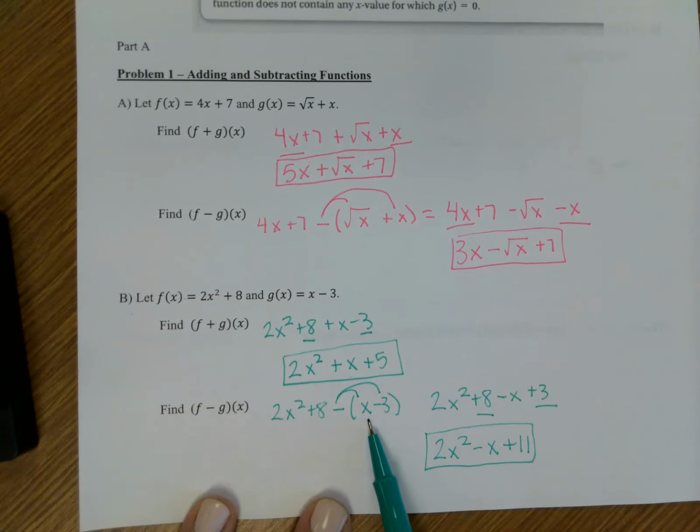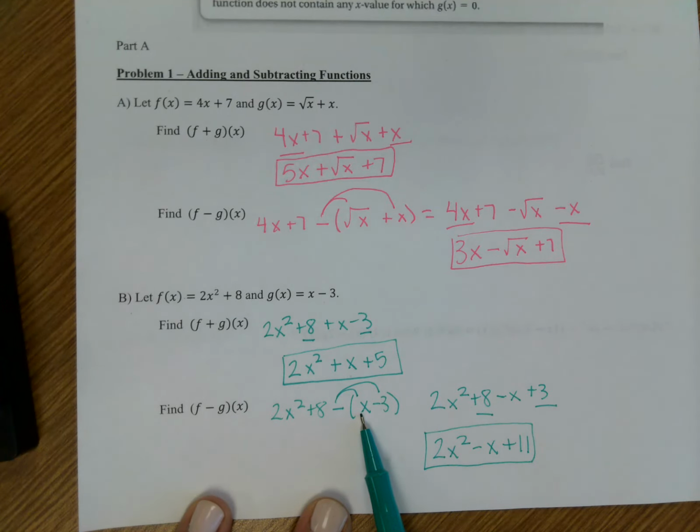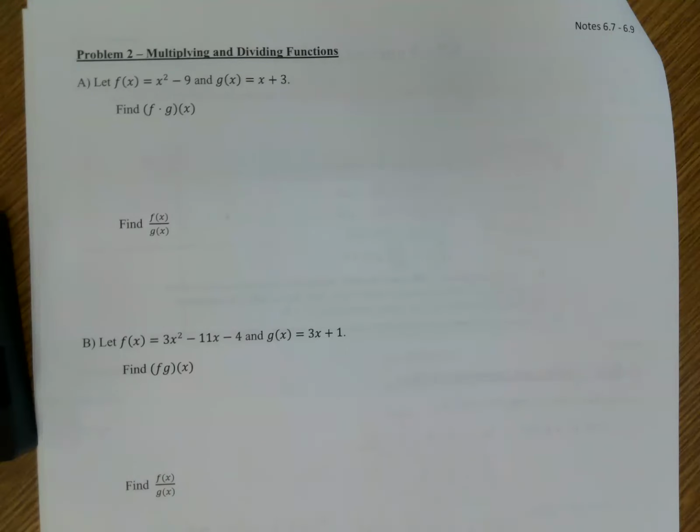When I subtract, I put parentheses in because subtraction actually means opposite of. That's what subtraction is saying. It's the opposite of what's there. So I have to make sure to have the opposite of my x and the opposite of my -3. Now I can combine those like terms and I get 11.